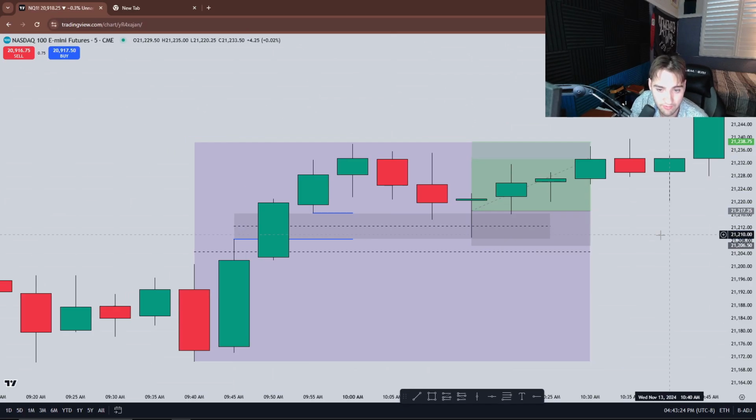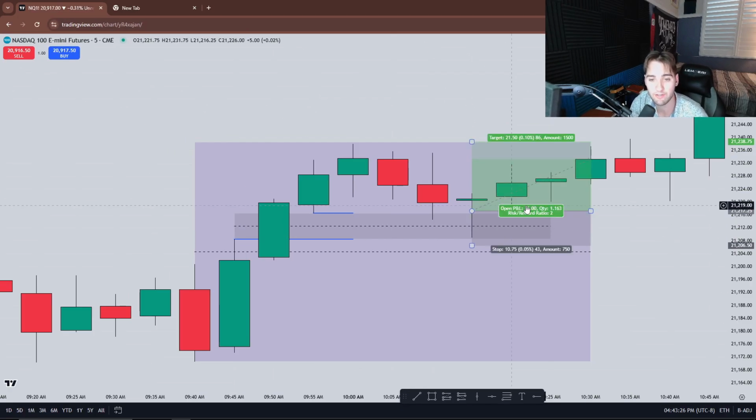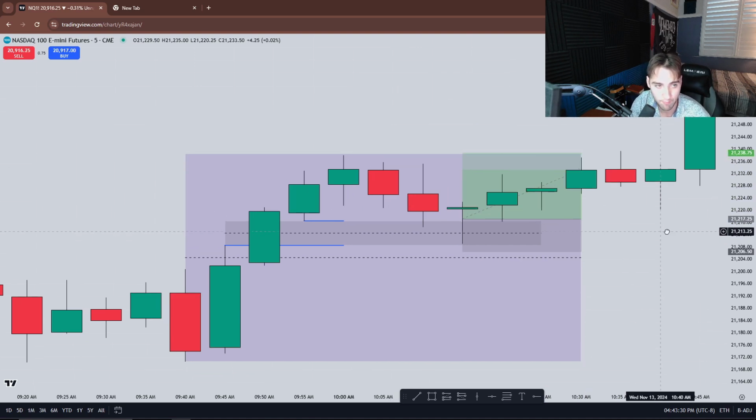If I could get it on there. There it is. Boom. A 2 to 1 trade right there. Look at that. 21 handles. Boom. Fair value gap on a 5-minute time frame. Look at that. There it is.